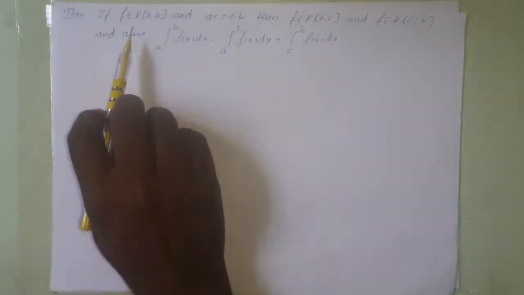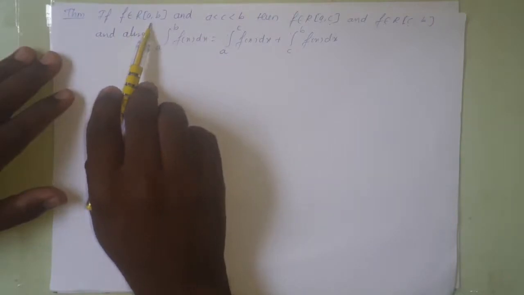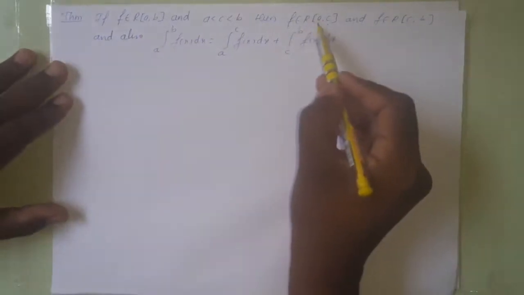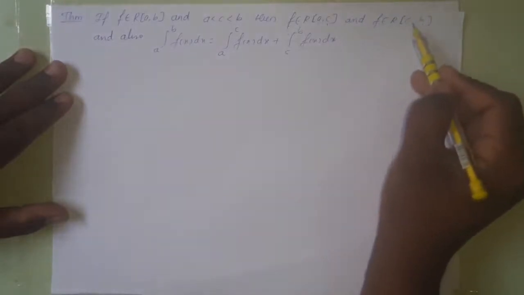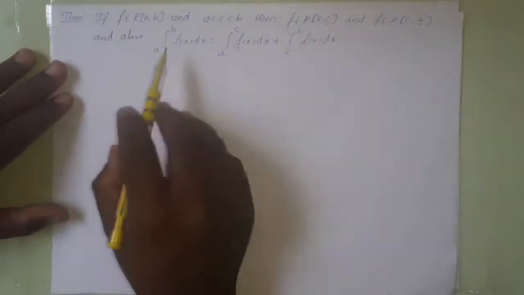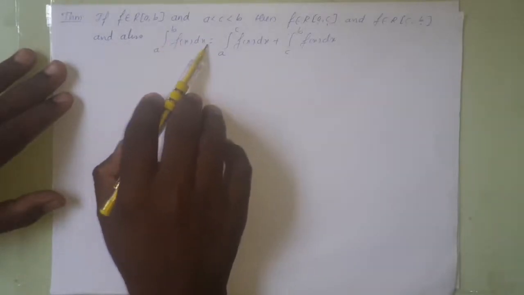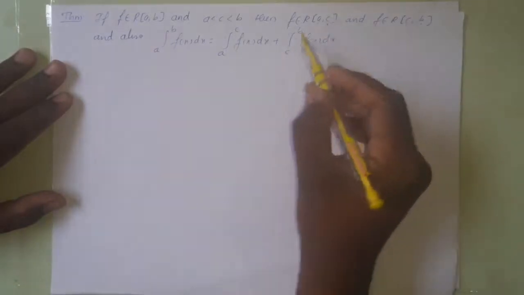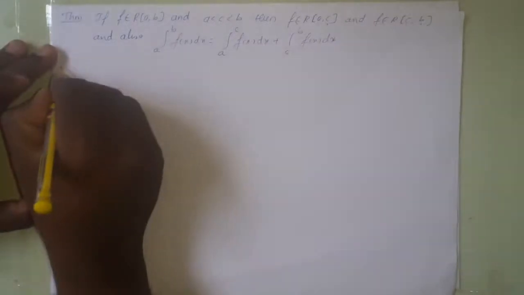So here it is given that f is Riemann integrable on the closed interval [a, b], and there exists a point in between a and b. Then we need to prove that f is Riemann integrable on the interval [a, c] and on the interval [c, b], and that the integral over a to b of f(x) dx is equal to the integral over a to c of f(x) dx plus the integral over c to b of f(x) dx. Now let us prove this one.